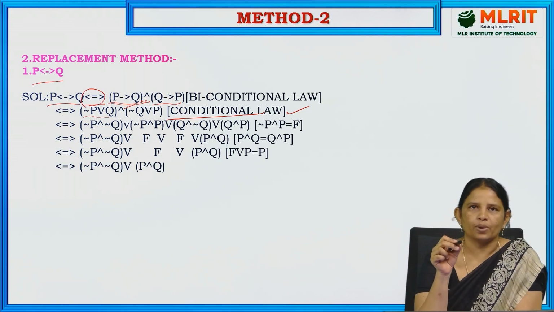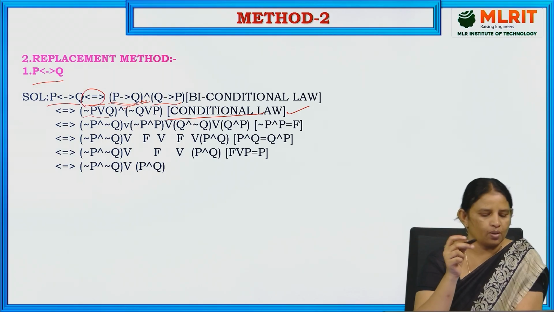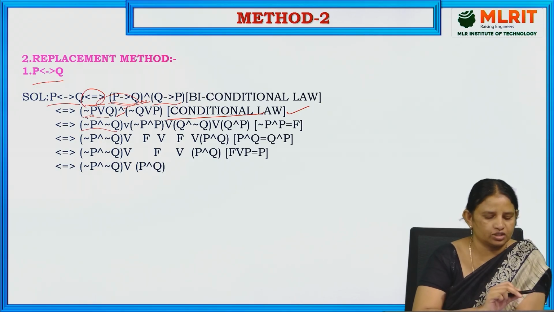Then we need to apply the distributive laws as well as De Morgan's law if required. According to the distributive law, negation P is distributed to the second proposition: negation P and negation Q. That is the first part. Again, negation P is distributed to the second proposition, P: negation P and P. Then Q is also distributed to the two propositions: Q and negation Q, and then Q and P.